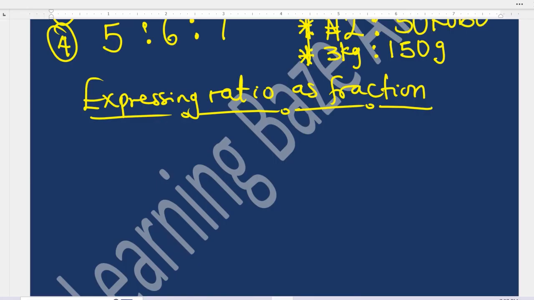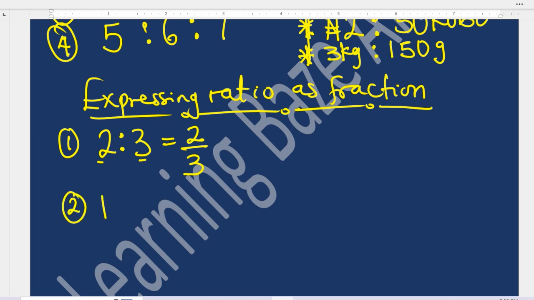Now, let's express this ratio as fraction. 2:3. Write it as a fraction that is equal to 2/3. We have expressed ratio 2:3 as a fraction. The two dots between the two numbers is pronounced as is to. Ratio 2:3 is written like this. Writing it as a fraction is 2/3.